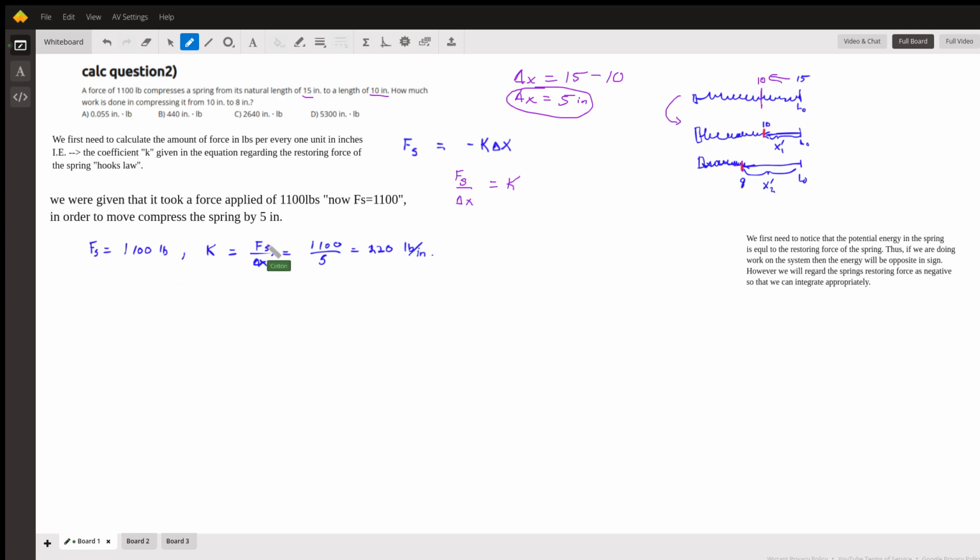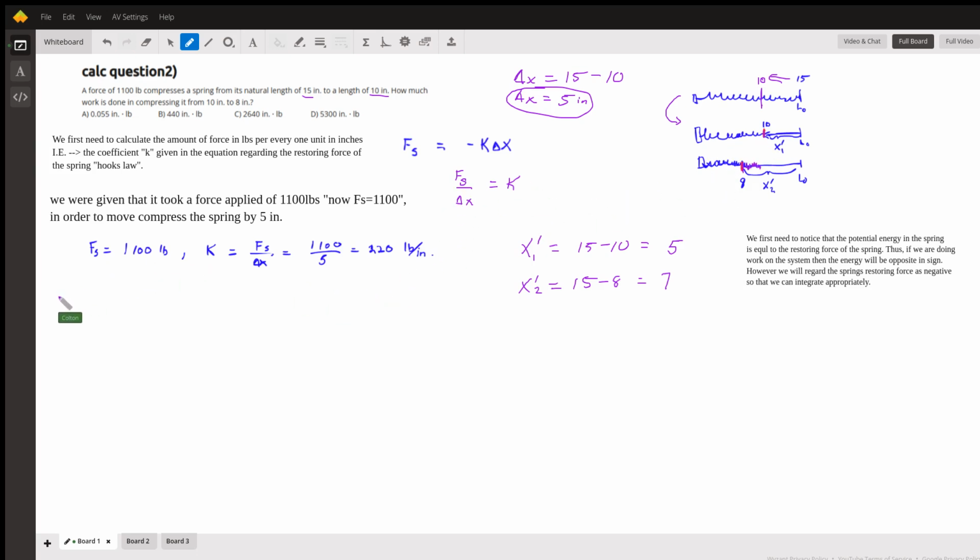So that's going to give us for k 1,100 pounds divided by 5 inches. That gives us 220 pounds per inch. Now, since we're supposed to be going from 10 to 8 here, we're only really going this amount. And so here's the issue. You're going to be doing the calculation from 15 to 10. That's going to be 5. So that limit of integration we're going to call x1 prime, and that's going to be equal to 15 minus 10, which is 5. And then the upper limit is going to be 15 minus 8, which is 7, right? Because that's the change in x that we're going, and we can keep everything positive.